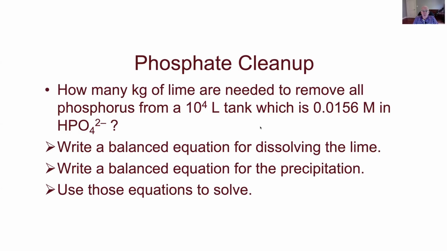That involves writing an equation for the precipitation reaction. Then the third step also has a little bit of a clever notion in it. That is, we're going to use those two equations to solve the problem, to actually figure out how much lime we would need to pull off this task. So let's go ahead and get started.